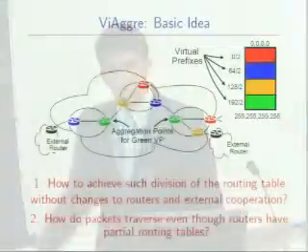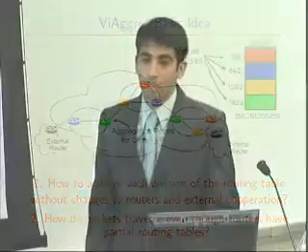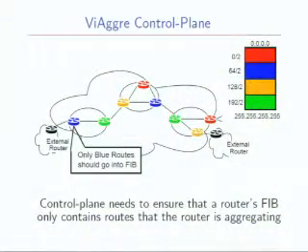Now, this basic idea of dividing the routing table can be achieved in a number of ways. For instance, you could change the routing protocol to do this. However, we wanted a deployable system. And so a key design challenge was, how do you achieve this without changes to routers and without requiring external cooperation? Further, once you divide the routing table, how do packets flow through the ISP's network? Because routers now only have partial information. So in the next part of the talk, I'm going to elaborate on the ViAggre design by answering these questions in order. First up, the control plane design.